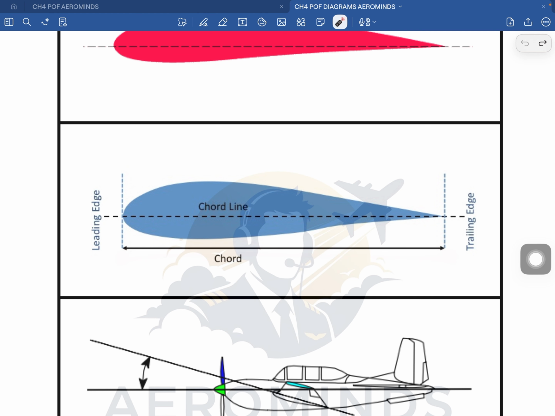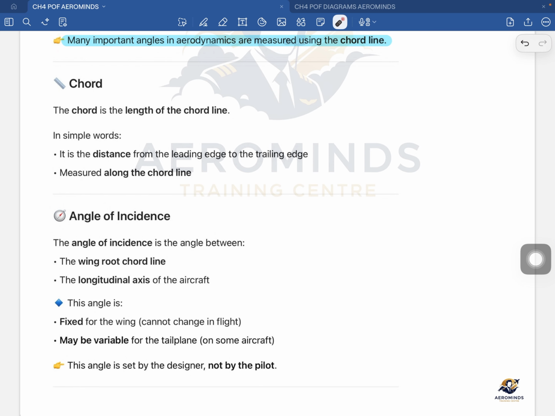If you take a scale and measure from the front of the wing to the rear of the wing, the distance is known as the chord line. This distance is known as the chord line, as you can see here. This line is known as the chord line, which is an imaginary line.